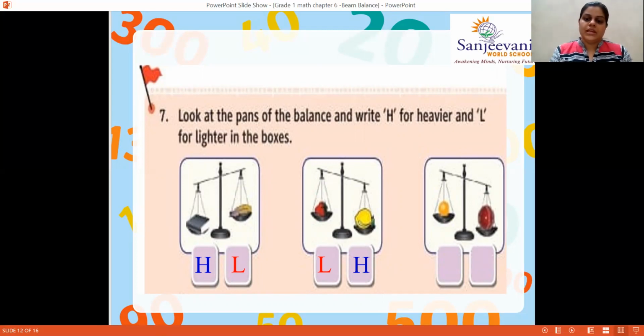Next picture. There's a plastic ball, orange color plastic ball and red color ball, right? That red color ball is going down. That means it is heavier, and orange color ball is lighter. Okay. So write H in the box for the red ball and write L for the orange ball.